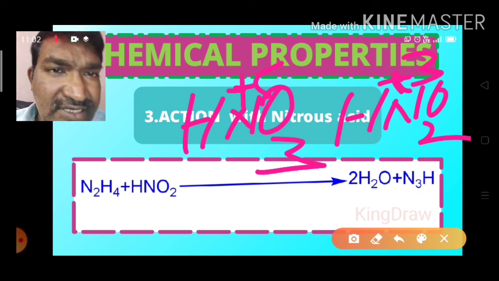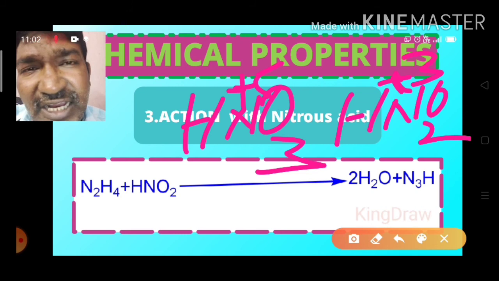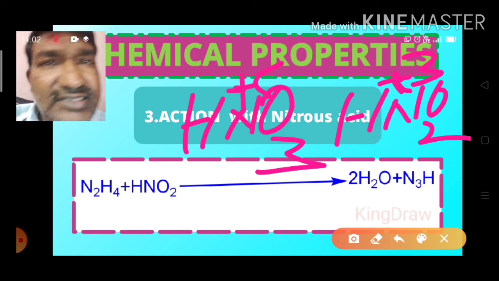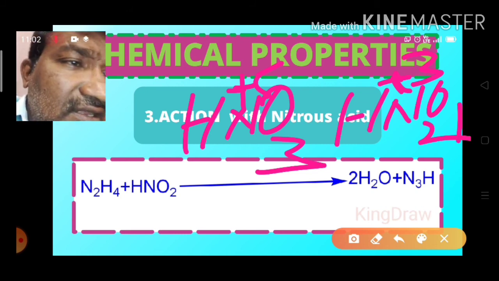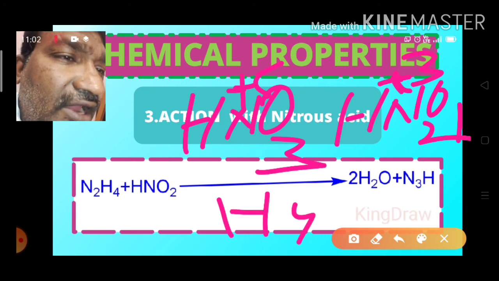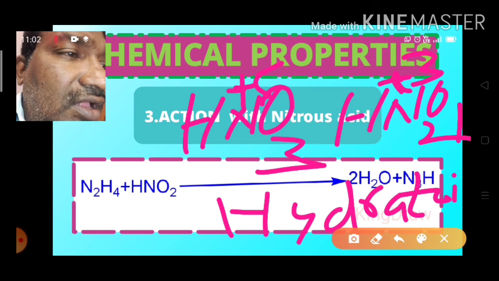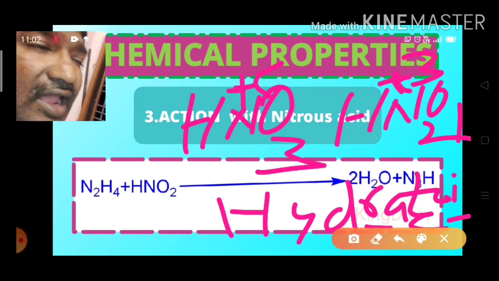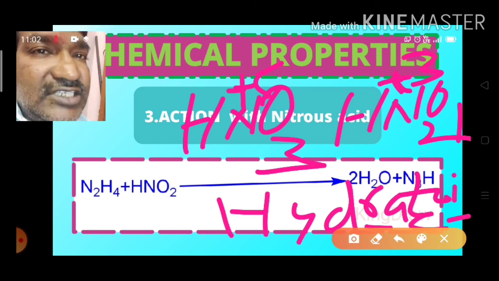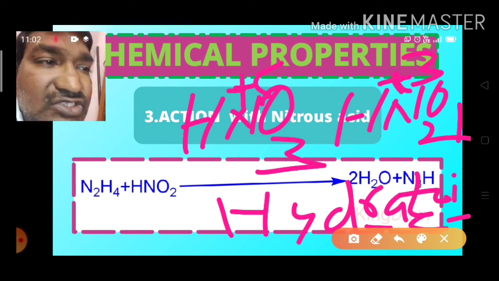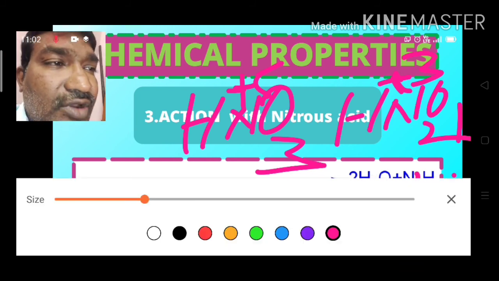And in this reaction, nitrous acid is reacting with hydrazine and giving us hydrazoic acid. The hydrazoic acid formula is N3H. Hydrazoic acid. So like that we remember.